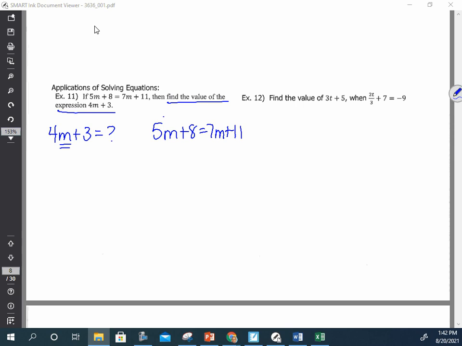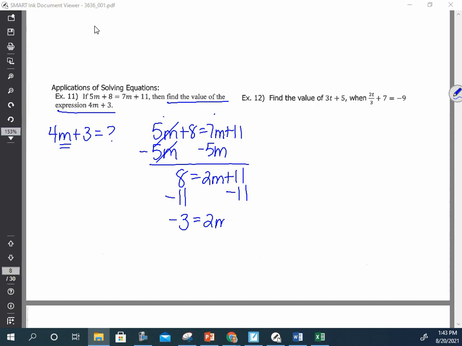So we've got variables on both sides, so we need to move one of the variables over. In this case, we can move the smaller variable. So that gives us 8 equals 2m plus 11. Now we continue solving. Take the 11 and we subtract it over. So negative 3 equals 2m, with the 11s dropping out. Then divide both sides by 2. We have negative 3 over 2 equals m. So now we know what m is equal to.